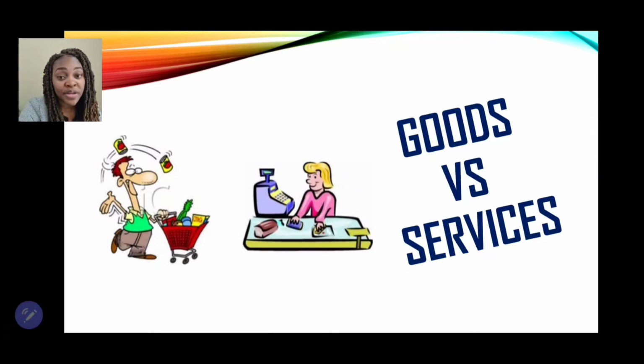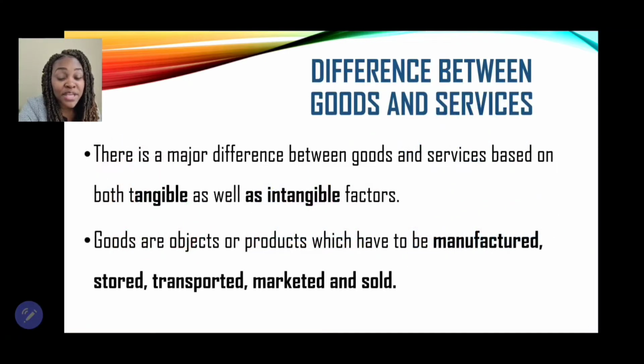And I know you have some prior knowledge because in Module 1, when we were looking at tourism products and services, yes, and we were looking at the different characteristics. Now, it is very much similar to what we'll be looking at now. So we're basically revising what are the differences between goods and services. Now, there is a major difference between goods and services based on both tangible as well as intangible factors. So when we speak of tangible, we're speaking of the things that we can touch, and intangible factors refers to the things that we cannot touch.